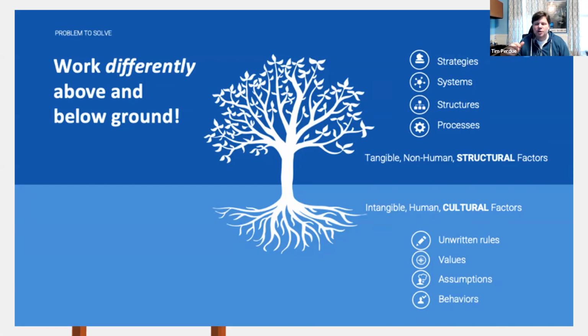But really the intangible cultural factors are kind of below in the roots, right? You've got unwritten rules, you have values, you have behaviors, how things are done, right? Those are absolutely as critical as the above ground processes. So when you're thinking about really anything, think about this tree, right? That there are two sides to it, and to do it right, you really need to tackle both.